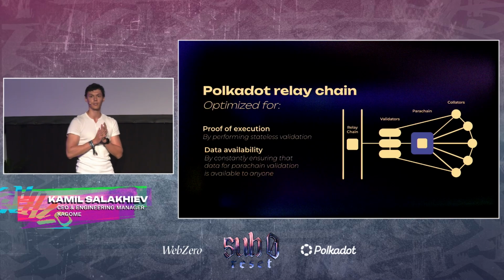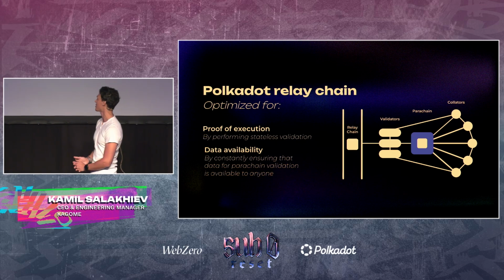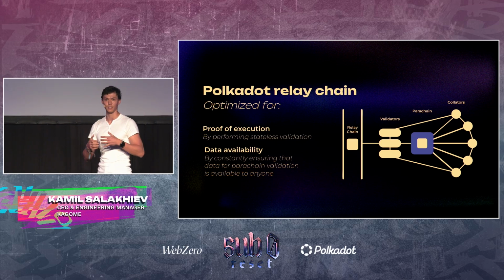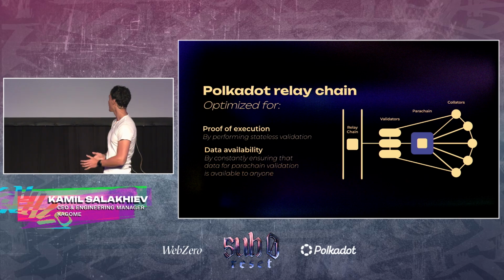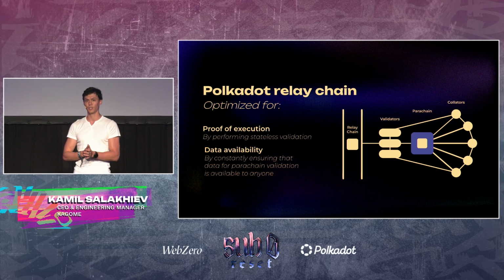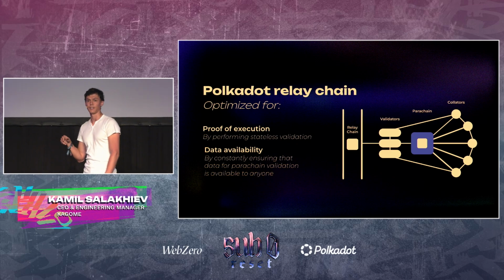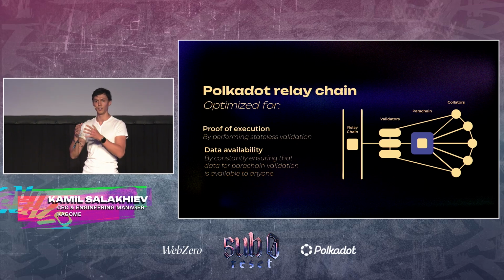But to get started, let's first define why we need the relay chain. Polkadot is really optimized to validate parachains, and validation of parachains includes two parts. First is proof of execution: a collator submits some block, we check its validity, we check its state transition, and then we claim that the state transition is valid. But the second aspect is data availability. It's actually publishing the data that we need to verify that this parachain block is valid.